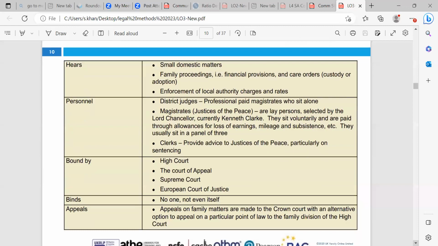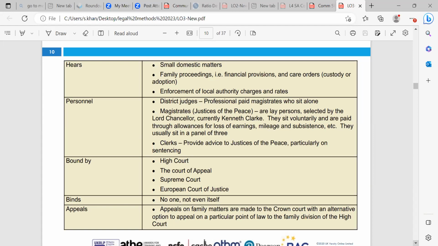The magistrates' court hears small domestic matters, family proceedings, financial provisions, and care orders, custody or adoption, as well as enforcement of local authority charges and rates. The personnel are district judges, professional paid magistrates who sit alone. Magistrates, justices of the peace, are laypersons selected by the Lord Chancellor, currently Kenneth Clarke. They sit voluntarily and are paid through allowances for loss of earnings, mileage and subsistence.